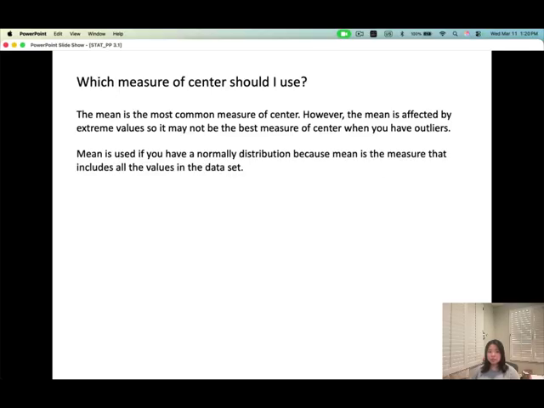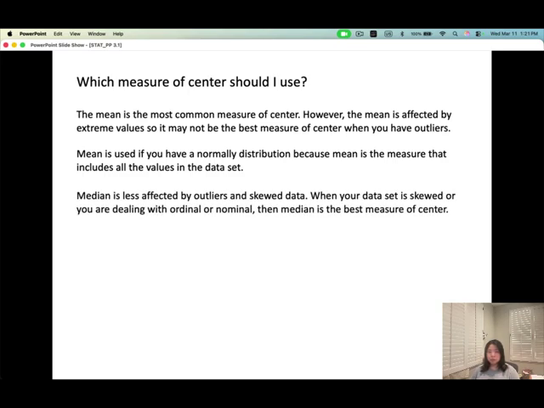Mean is used if you have a normal distribution, because the mean is the measure that includes all the values in the data set. So it depends on what kind of data set you have. If you have a normal distribution, then you want to use the mean as the measure of the center. But when you have outliers, you may want to use the median because the median is less affected by outliers and skewed data. So when you have a distribution skewed to the left or right, or really extreme numbers, you may want to use the median for the measure of the center.